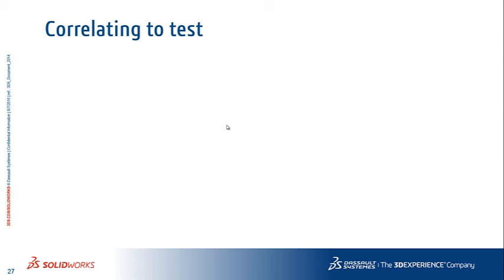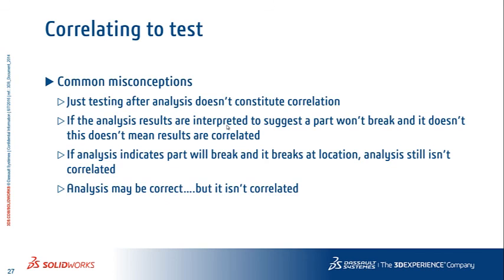Now, let's kind of wrap up here. So talk a little bit about correlating the tests and a couple misconceptions. Just testing after analysis doesn't constitute correlation, right? So you could have a situation where your analysis results are interpreted to suggest that a part won't break and it doesn't break. That doesn't necessarily mean that the results are correlated, nor does it if an analysis predicts that a part will break and it breaks at the predicted location. That still doesn't mean that things are correlated. The analysis may be correct, but the results have not been correlated.